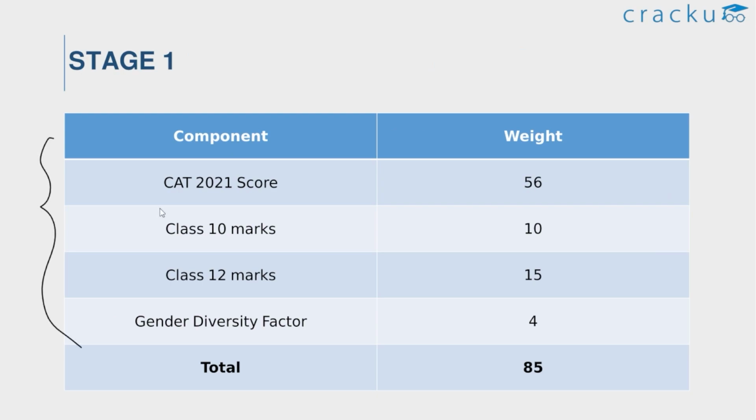So in stage 1, these are the components with weights to shortlist for personal interview. From the candidates satisfying the criteria of CAT cutoffs, shortlisted candidates will be called for personal interview based on the composite score derived using the components and the corresponding weights specified in this table. Earlier, weightage was given to your graduation score as well, but due to the disruptions caused by the COVID pandemic, weight for undergraduation has been removed from the selection criteria. So let us see the weights. The weight for the CAT score is 56. The weight for the class 10th marks is 10. The weight for the 12th marks is 15. The gender diversity factor is 4. Overall weightage is 85 in stage 1.